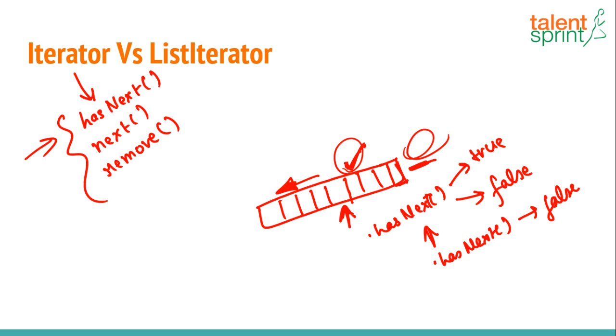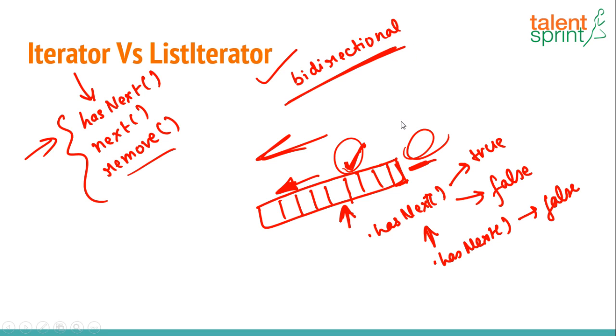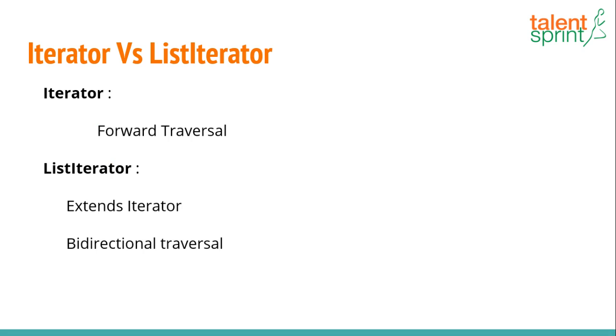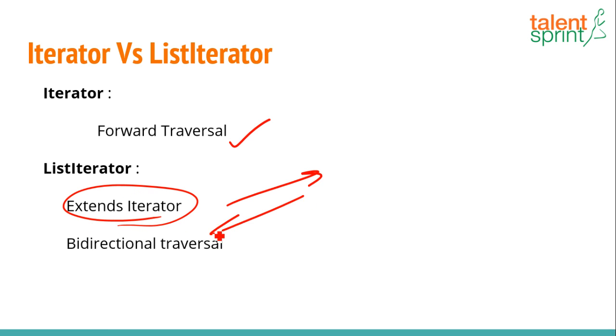So iterators do just forward traversal since they are talking about the next element and removing the current element. List iterators, however, do it backwards as well. They are bidirectional. So if you have a situation in your program wherein you have to traverse forward as well as backward, you will be using list iterator to do that functionality for you. Alright. So forward traversal, list iterator again extends iterator because it has to operate forward, but additionally it operates backward as well. So it is bidirectional traversal.